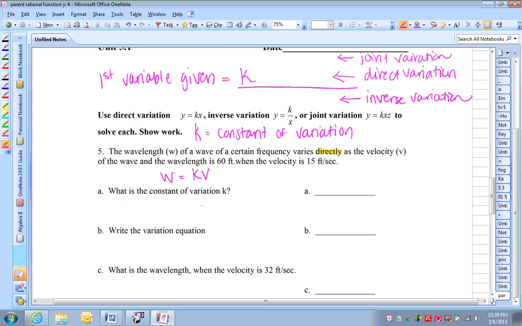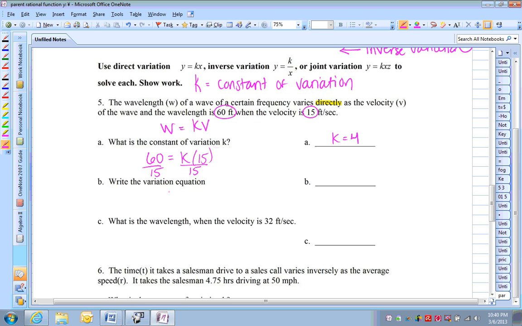There's nothing on the bottom here since there's no inverse variation. So they're wanting us to find the constant of variation k. Well, they tell us a wavelength and they tell us a velocity, so we just plug those in. I'm going to plug 60 in for my wavelength. We're wanting to find out what k is, and then I plug in 15 for v. To get k by itself, I divide both sides by 15, and we end up with k equals 4.